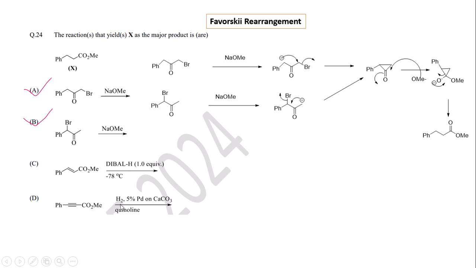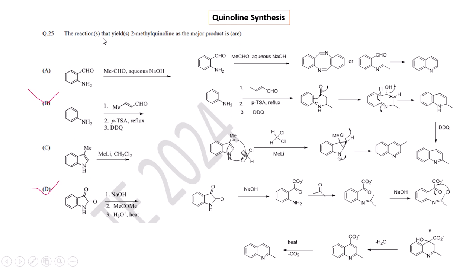In the case of hydrogen with palladium on calcium carbonate and quinoline, it only reduces the triple bond to a double bond, but then the cinnamate is the product. That is, the given problem does not coincide with options C and D. The reaction should yield 2-methylquinoline as the major product. This is a problem on quinoline synthesis.